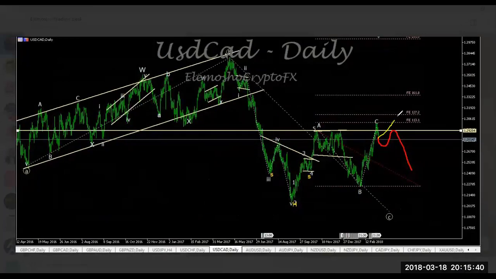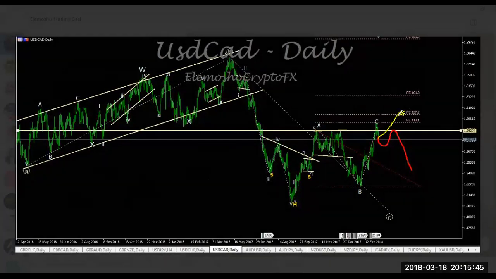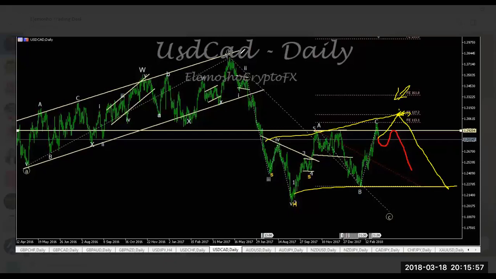And so right now, it's going to get to the 127.2 first, but I don't see it getting to the 161.8 level. But I see it getting to this 127.2, then rejecting it completely, going down and giving us this kind of structure. So let's go to the MT4 time frame and see where price is currently right now.